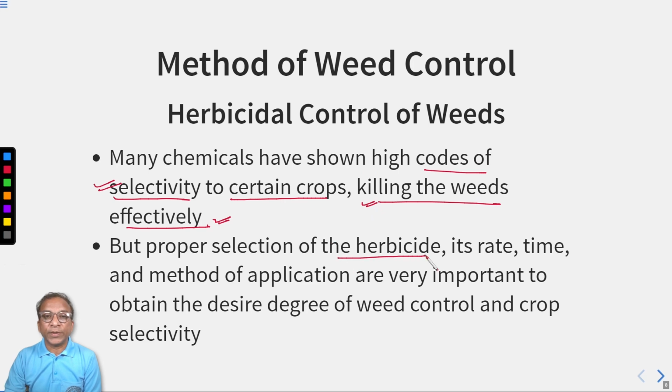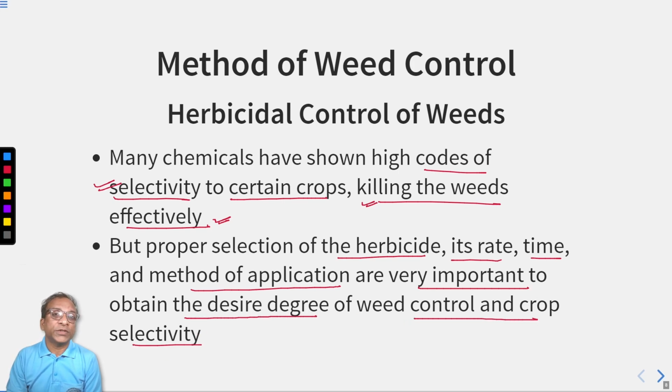But proper selection of the herbicide, its rates, time, and method of application are very important to obtain the desired degree of weed control and crop selectivity. So before using the herbicide, we must know the rate of killing by this particular herbicide, right? So the rate is very important. What is the rate of killing weeds by the herbicide? How much time does it take to kill the weeds? What are the other applications of such herbicides? Okay, so these are very important to obtain the desired degree of weed control and crop selectivity, right?